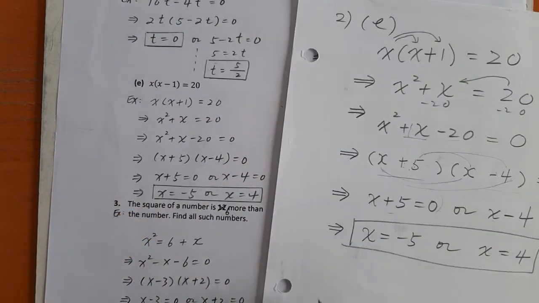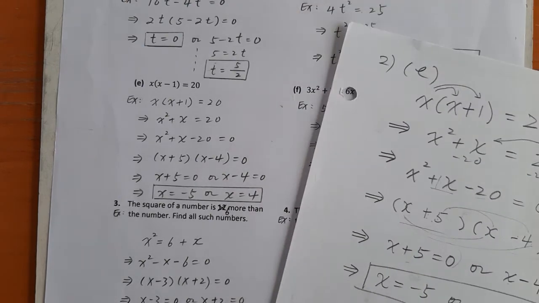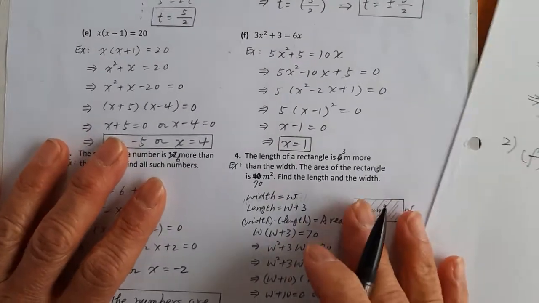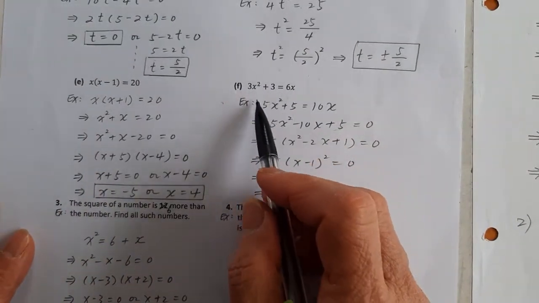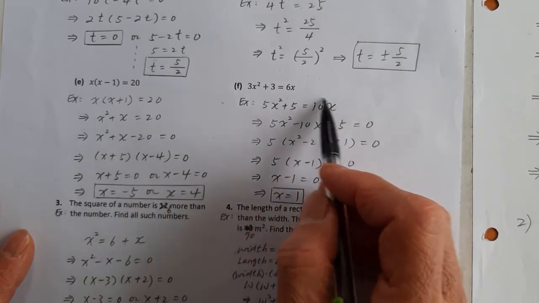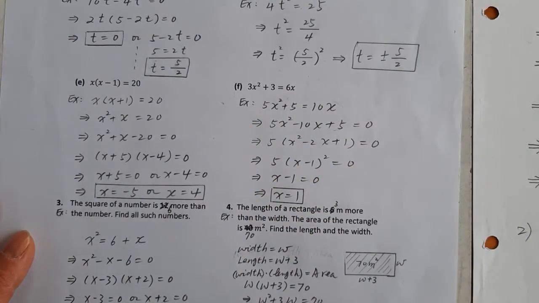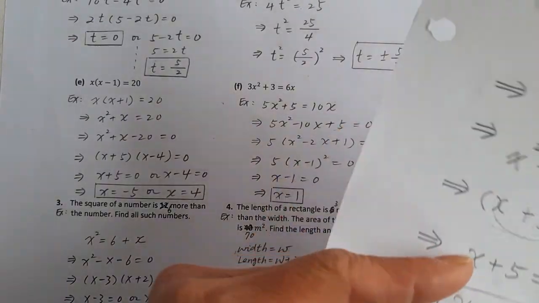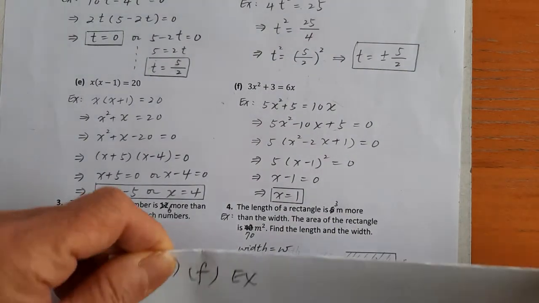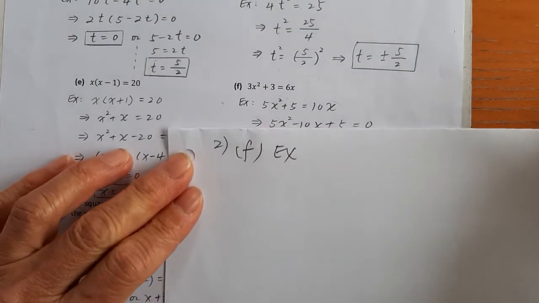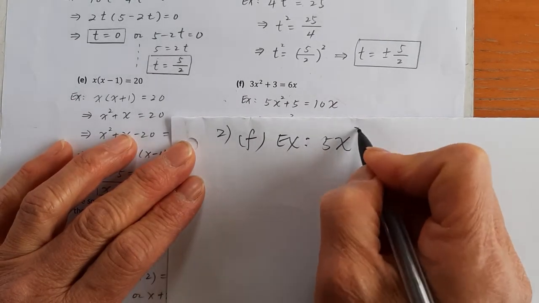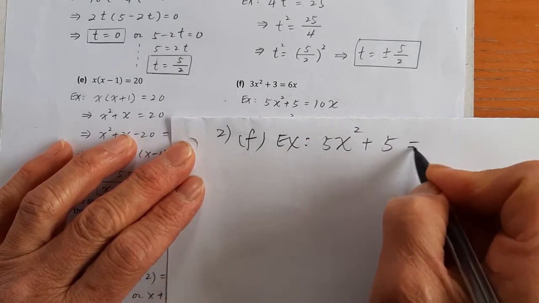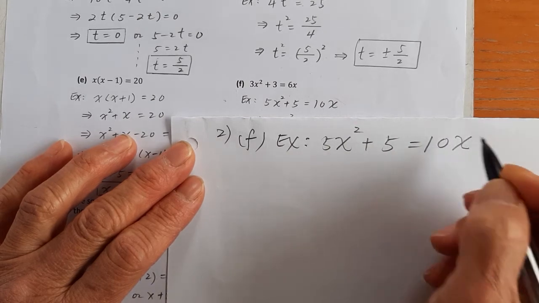Then 2f. Example, this is the question, so I changed the example. This one is the example: 5x squared plus 5 equals 10x.